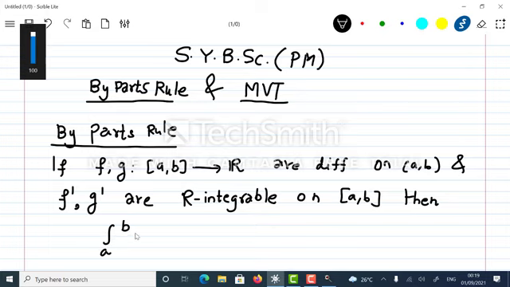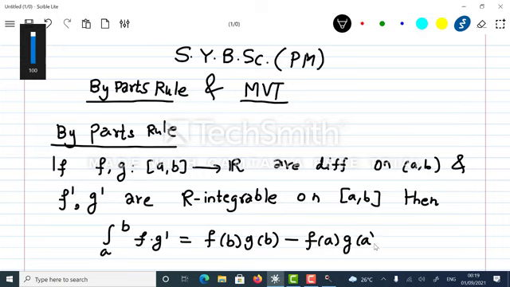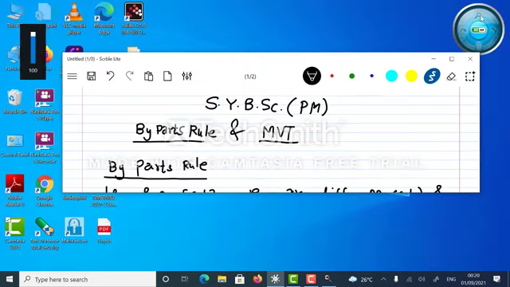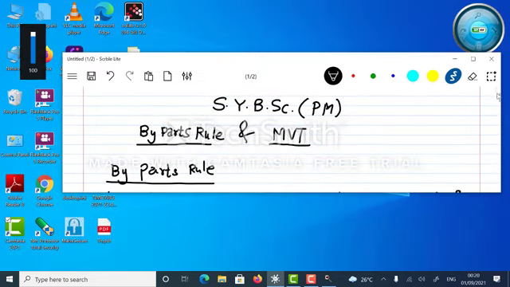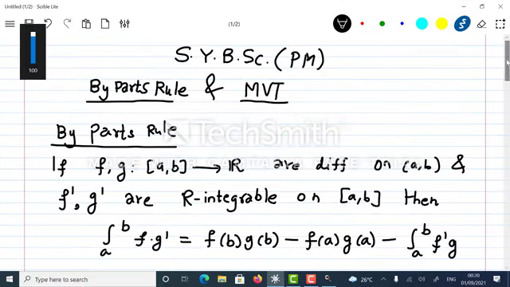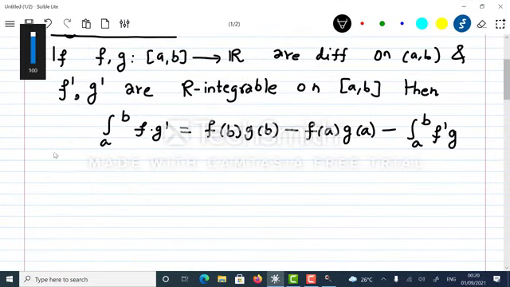integration from a to b of f into g dash is the same as f of b g of b minus f of a g of a minus integration a to b of f dash g. So we will prove this theorem. The proof is not difficult, and the algebra of Riemann integration is used. So proof.